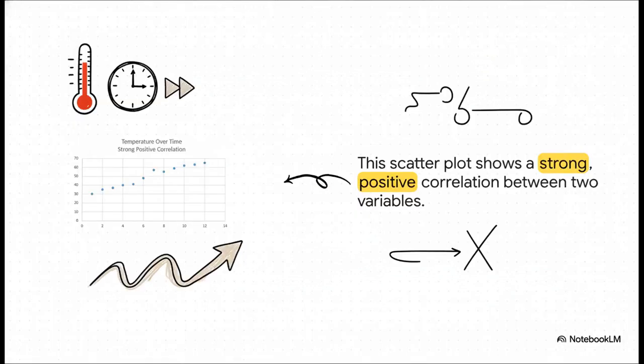And a fantastic way to actually see this evidence is with a scatter plot. This chart just puts two variables on a graph to see if they're connected. In this example, you can see a clear pattern. As one variable goes up, the other one goes up too. That's a strong positive correlation. But, and this is so important, be careful. This shows a relationship, but it doesn't automatically prove that one thing causes the other. That's a critical distinction to remember.